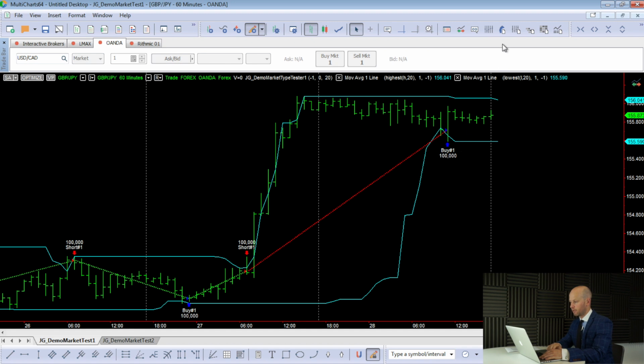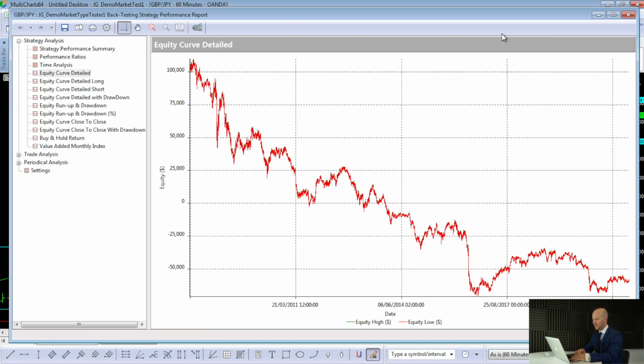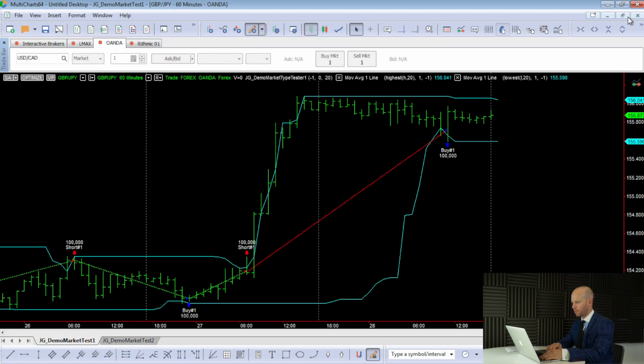So let's have a look at the results for that now. And what a different story that is. So clearly trying to apply a reversal strategy or a counter trend strategy on pound yen on the 60-minute time frame is never going to work, is it? But let's look at our other example.